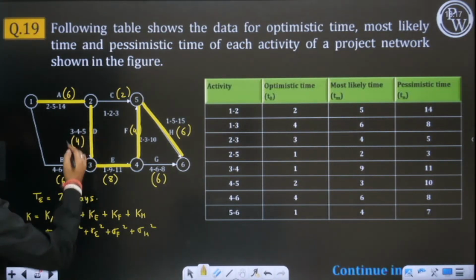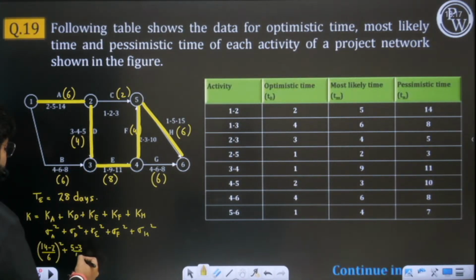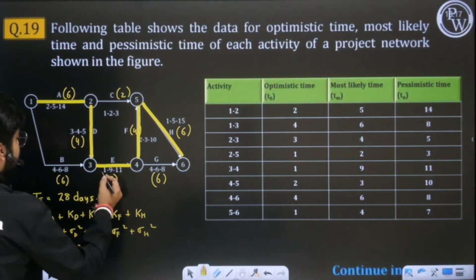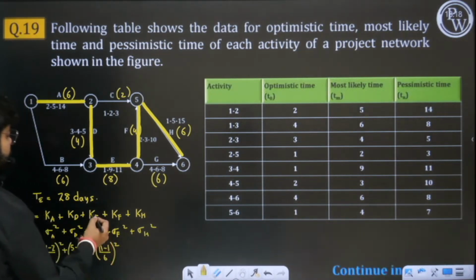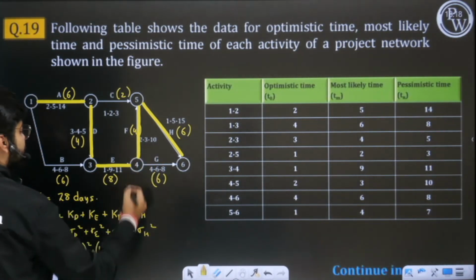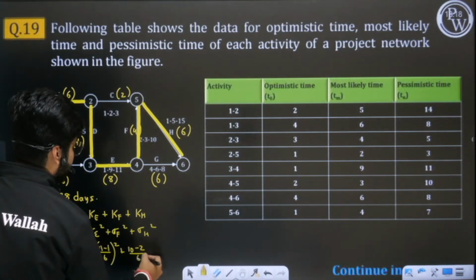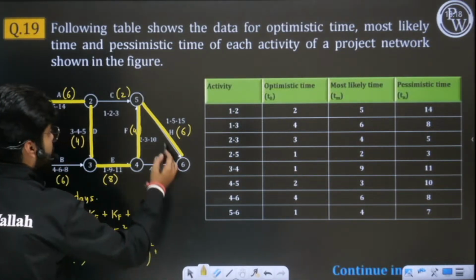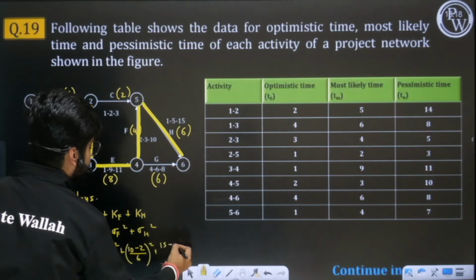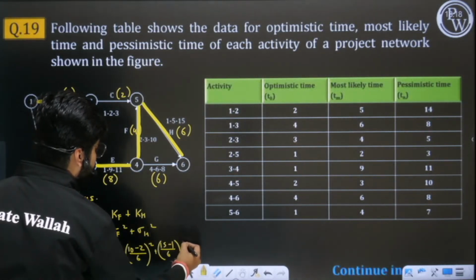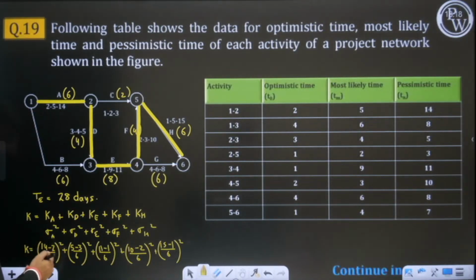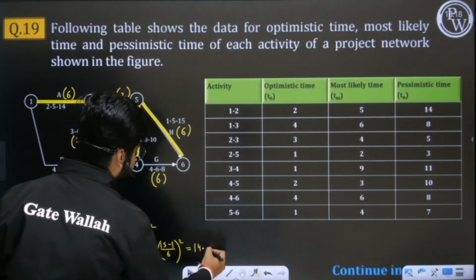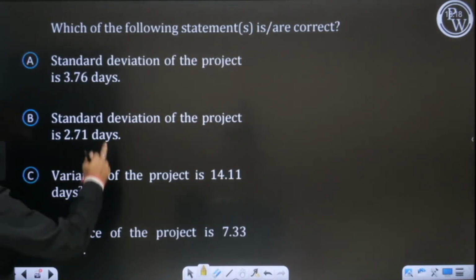Similarly for D, we will do 5 minus 3 upon 6 whole square. Similarly for E, we will do 11 minus 1 upon 6. See, this 11 minus 1 upon 6 is sigma. We have to do square because it is variance. For F, it is 10 minus 2. For H, it is 15 minus 1. Okay, so you will get the variance. When you solve it, the variance is 14.11. Let us check. So variance is 14.11.